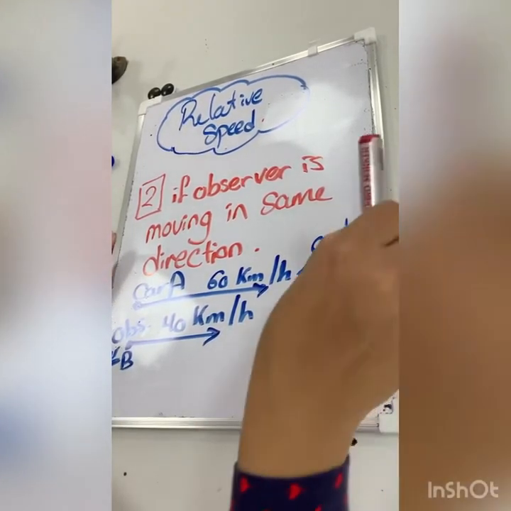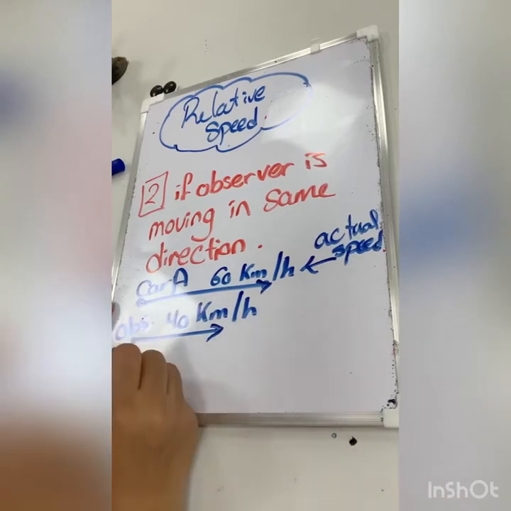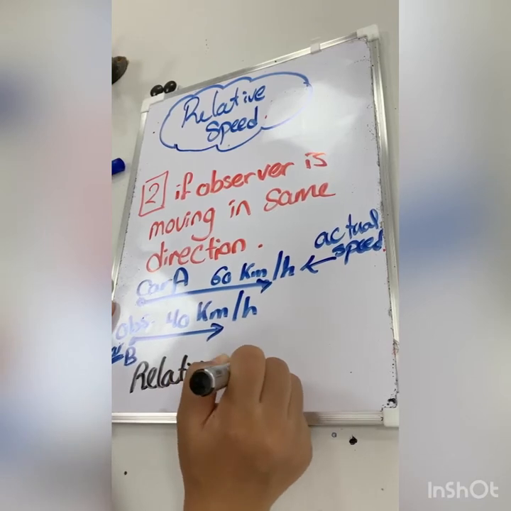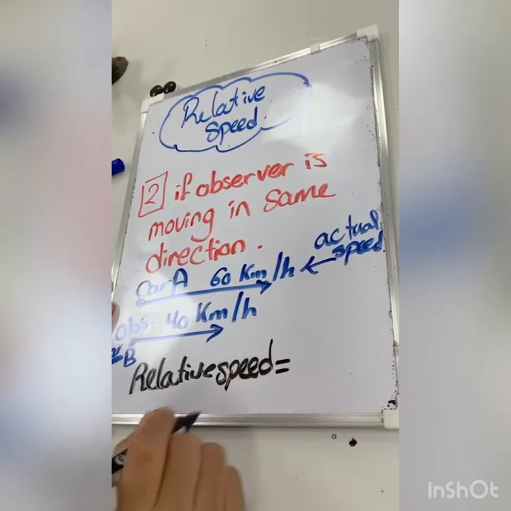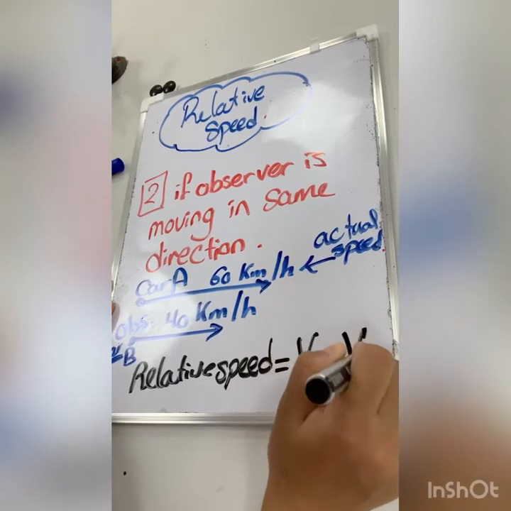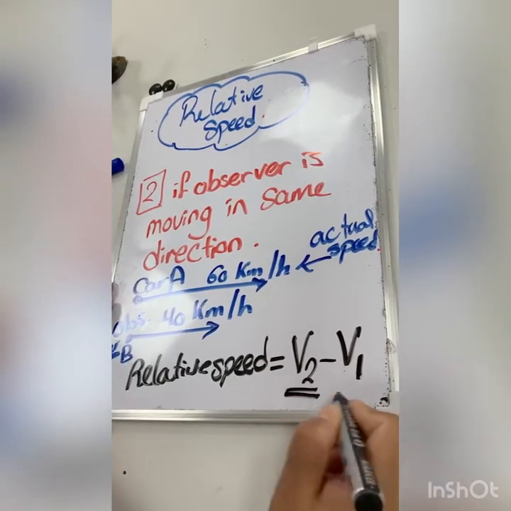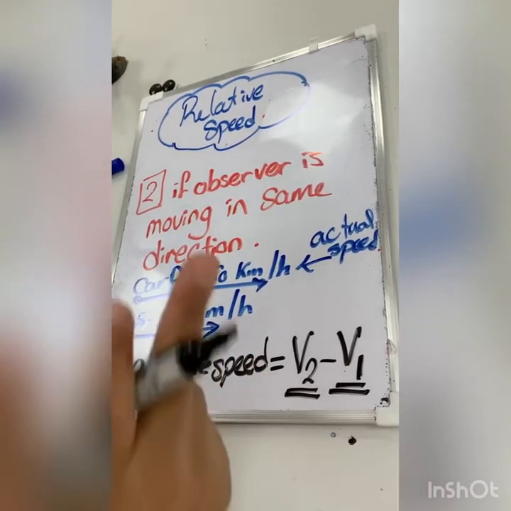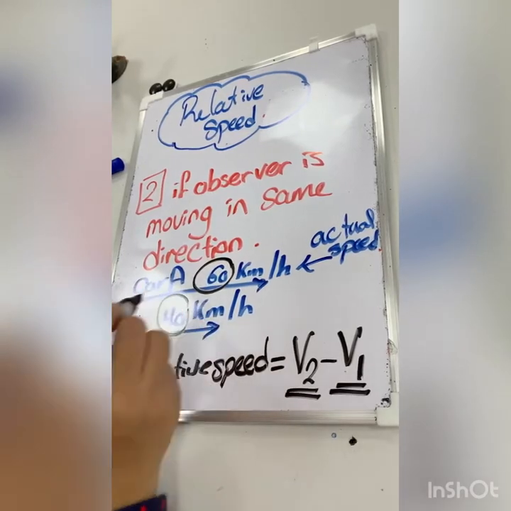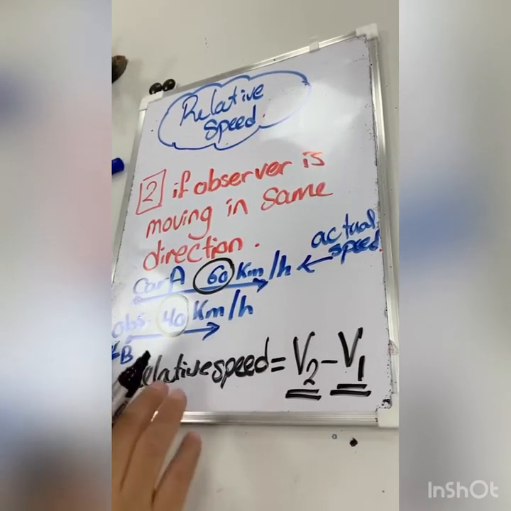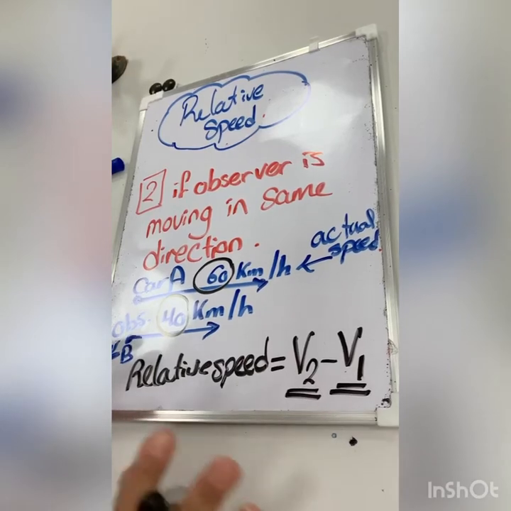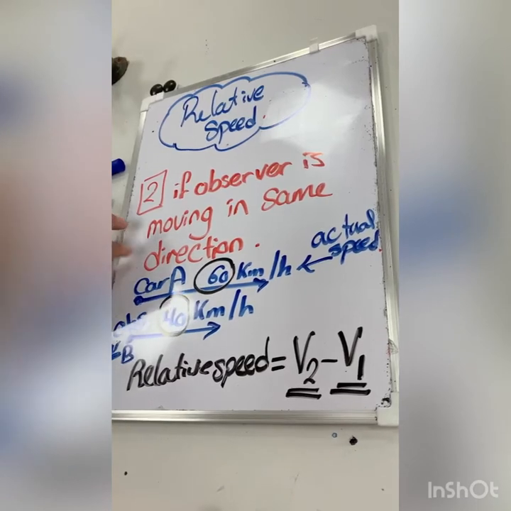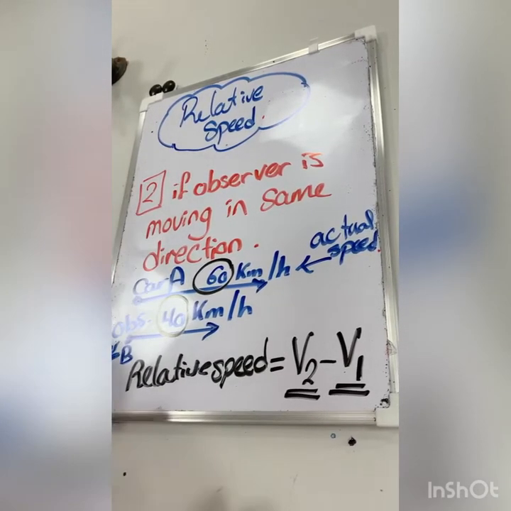Let us calculate this. Relative speed equals V2 minus V1. But which one is V2 and which one is V1? V2 is the biggest and V1 is the smallest, always, because the speed has to be positive. It cannot be negative. So I have to put V2 as the largest speed and V1 as the smallest speed.